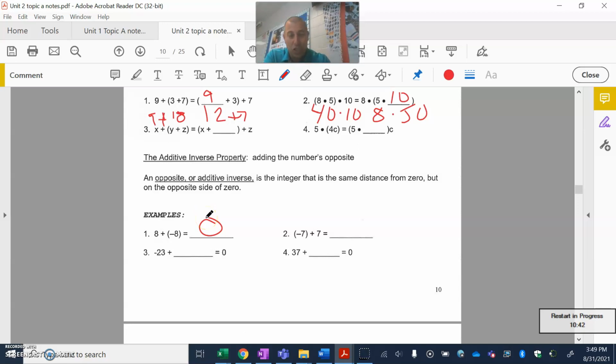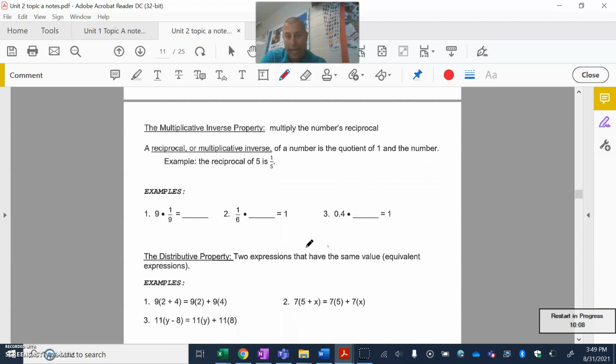Question 2, negative 7 and 7. They are opposites. Same number as in a 7, but one's positive, one's negative. So they're not really the same number at all. We're going to get a 0. So again, if we're going to combine and get a 0, it's going to be the opposites. The opposite of negative 23 is 23. Again, we're going to combine them together. The opposite of 37 is negative 37. So again, additive inverse, add them together, you're always going to get 0.